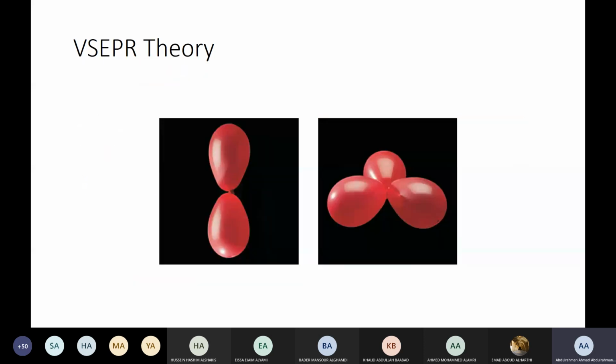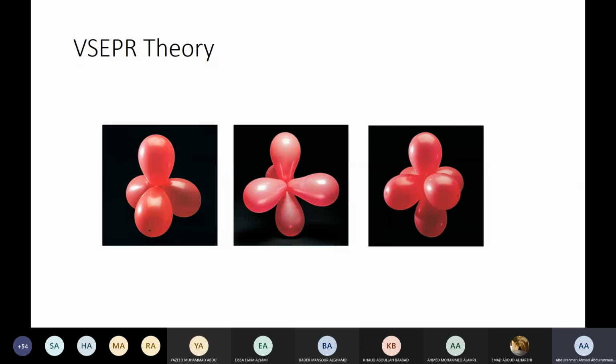Then in the valence shell theory, they tell you the shape that we're going to have. This is, of course, linear. This is trigonal planar. You must know this name very well and memorize it. What's this? Tetrahedral. You must memorize tetrahedral.